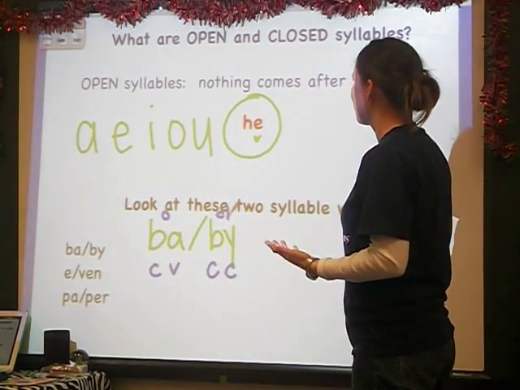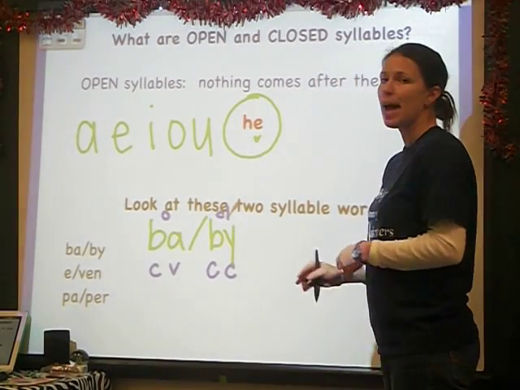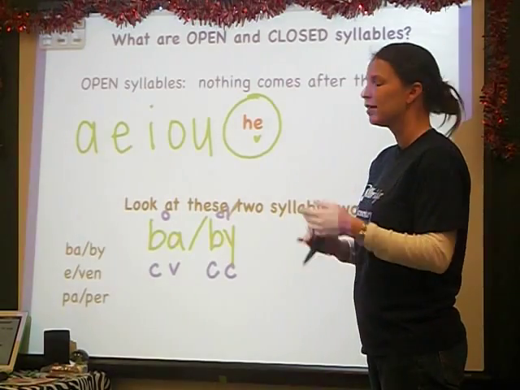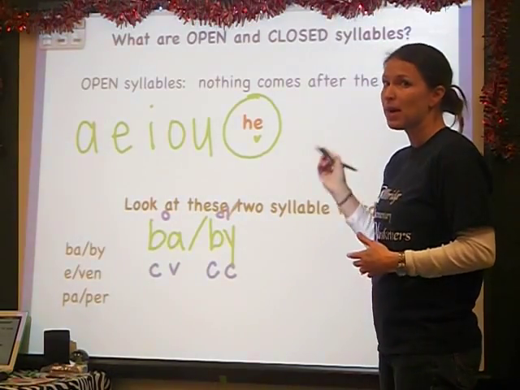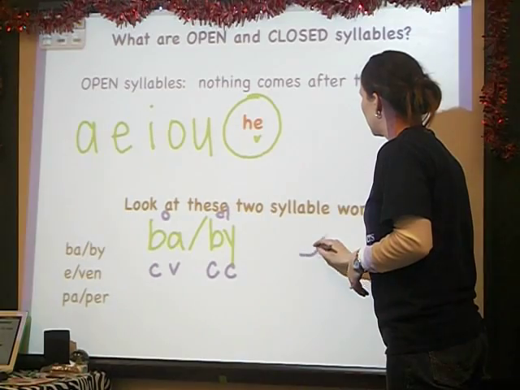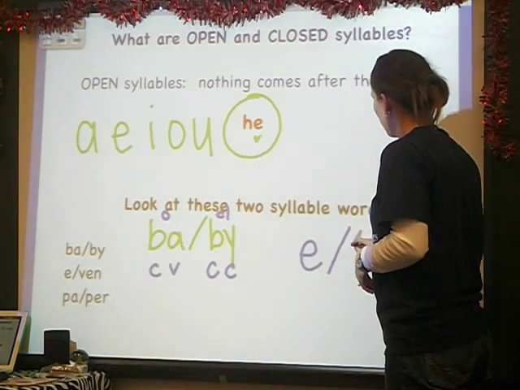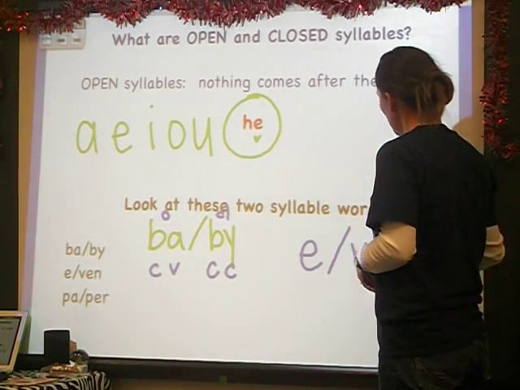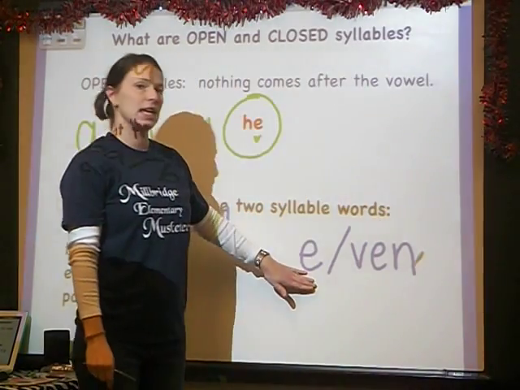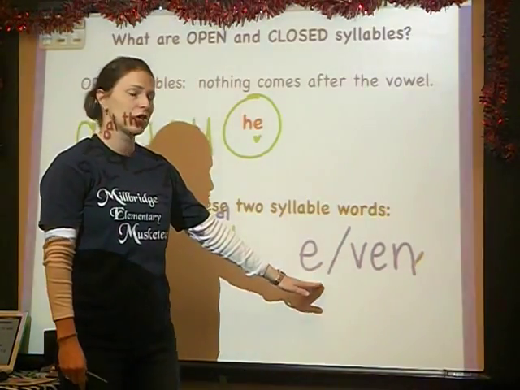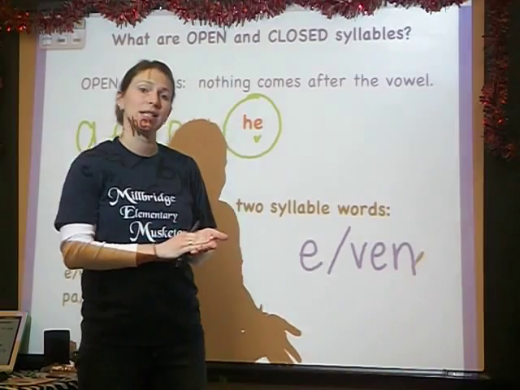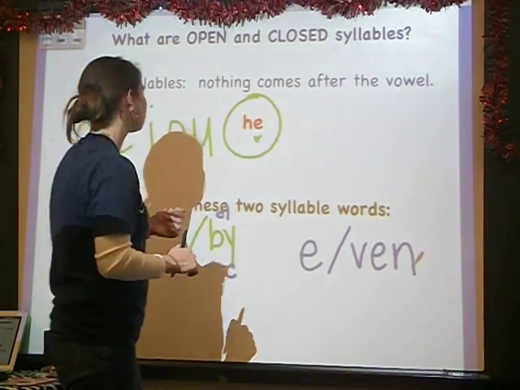Let's look at the word even. I'm going to clap it out. Even. When I write that using my syllable break, E, then, you can see that I have E / V-E-N, because that's how we say even.